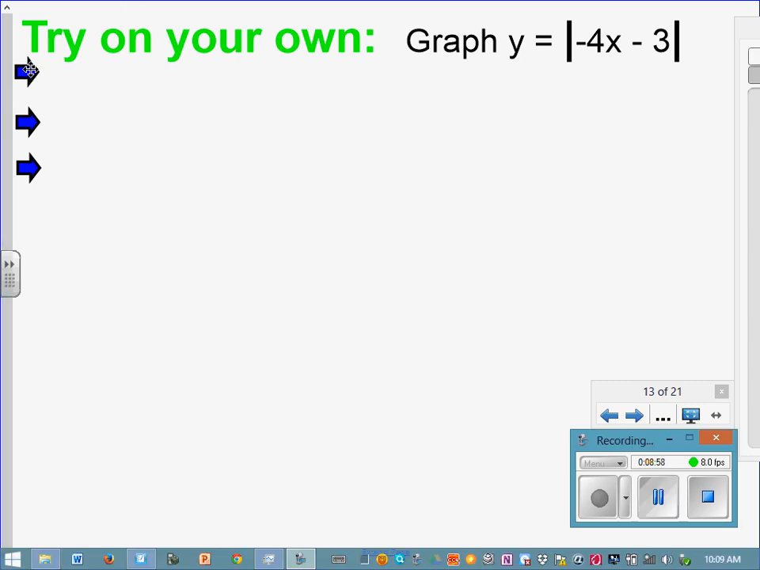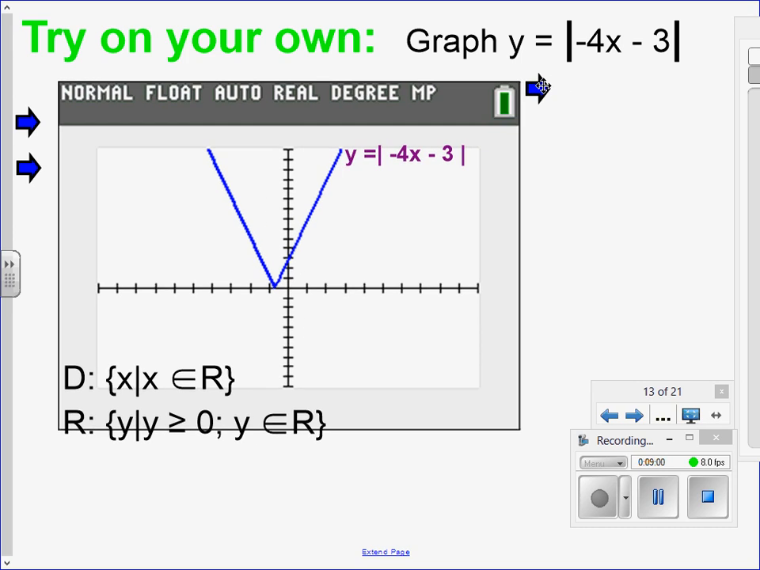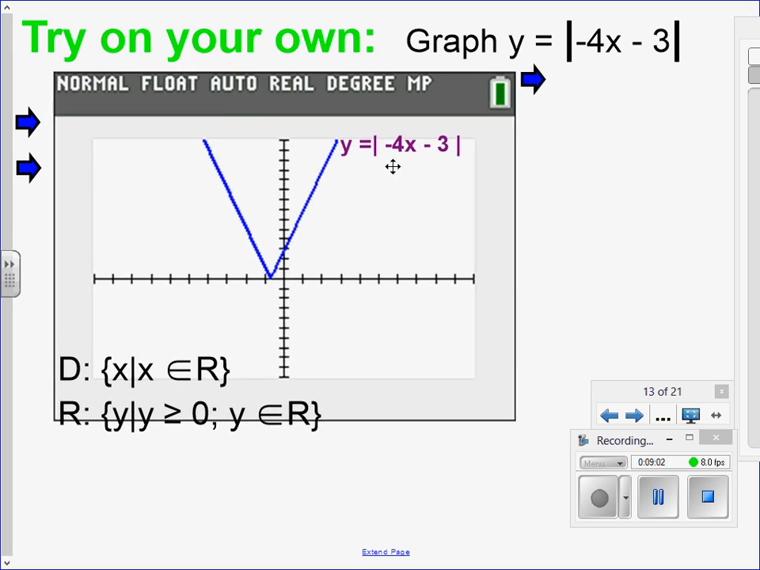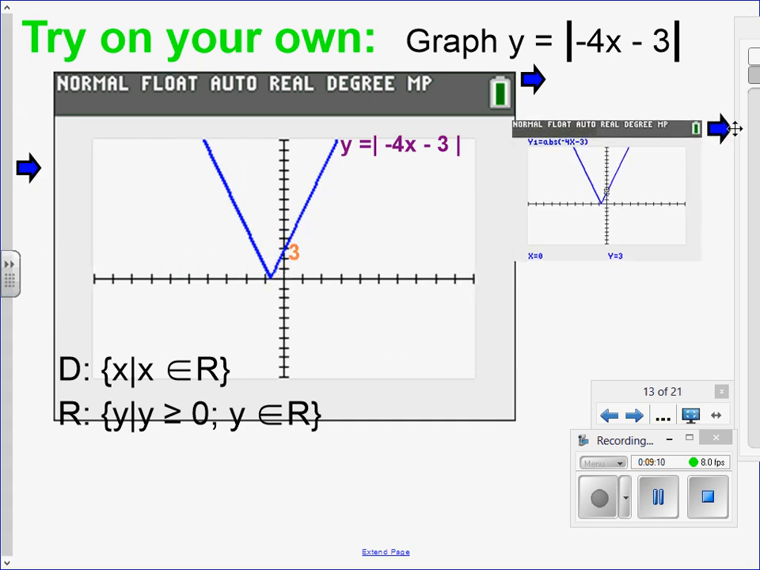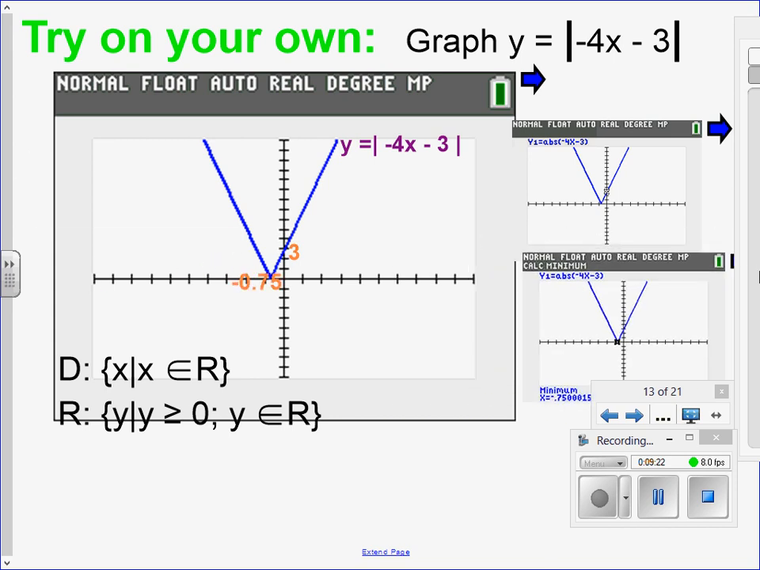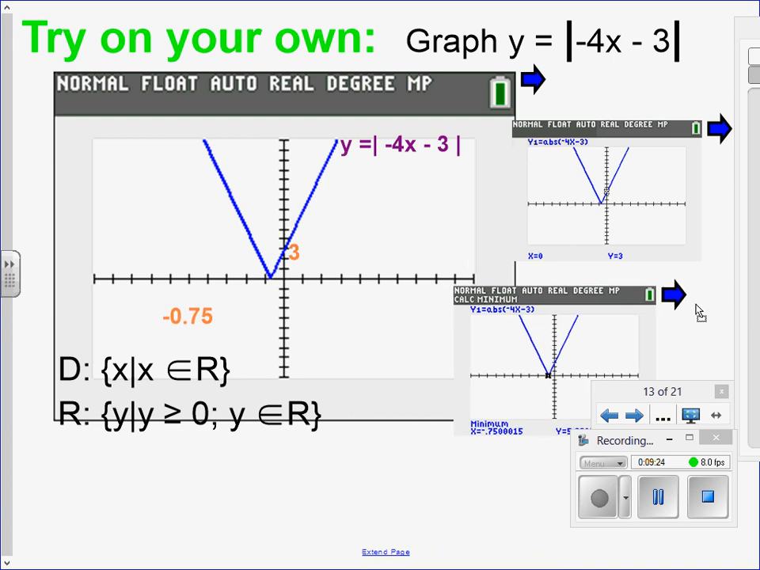Okay, so the first thing I did is I entered it into my graphing calculator there, the absolute value of negative 4x minus 3. And I want to label all my parts. So I'm going to first of all find my y-intercept. And I do that by doing trace 0, and I get a y-intercept at 3. And then I need to figure out my x-intercept, which also happens to be my minimum. So you can calculate either your x-intercept or your minimum because they're the same value. I chose to do my minimum value.